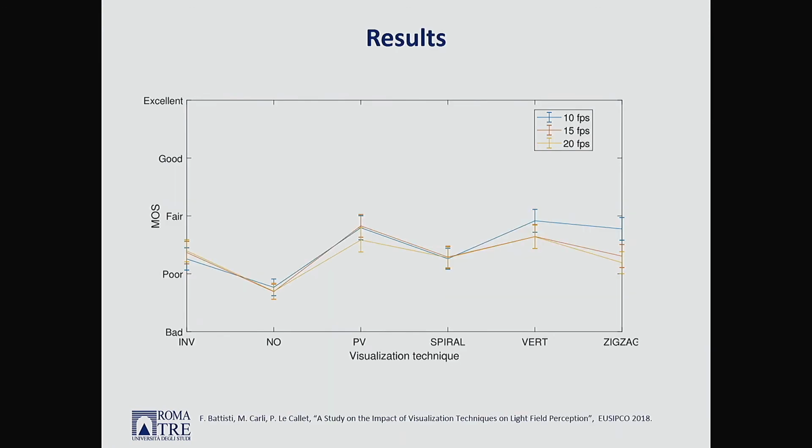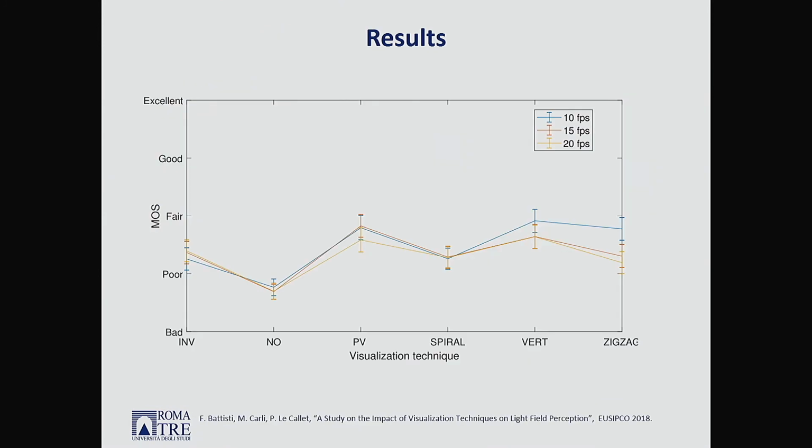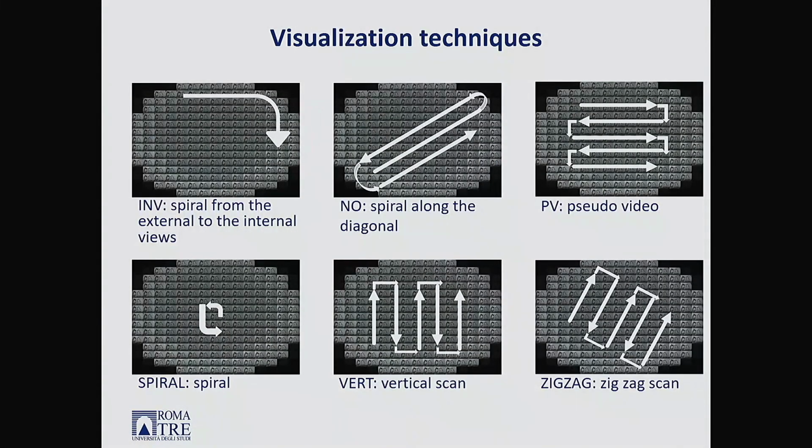Well, the results say something that we didn't like that much, but we could still find some conclusions out of it. So first of all, if we go through the visualization techniques, there was a slight preference, we can say, to this PV option, that is this one. While they disliked the most, let's say, this NO representation. Okay, this is a spiral.